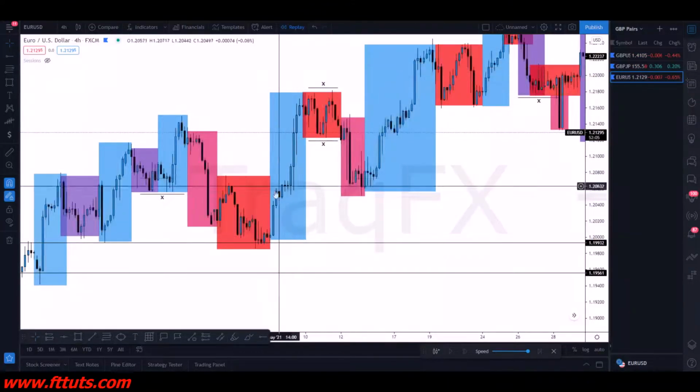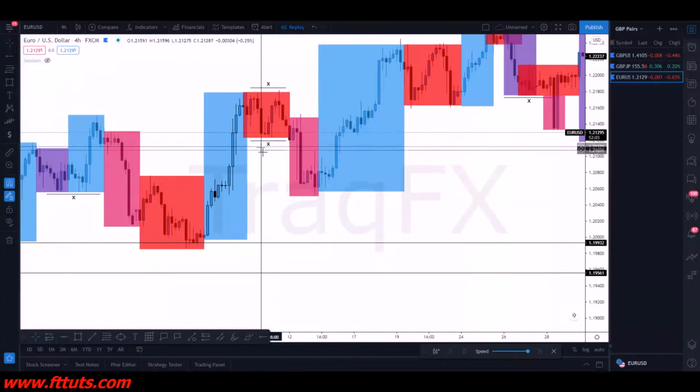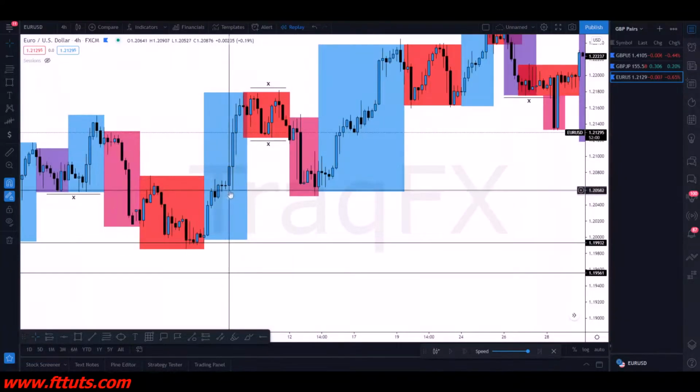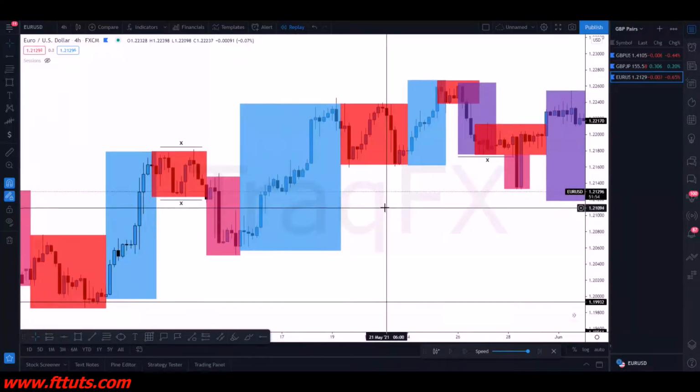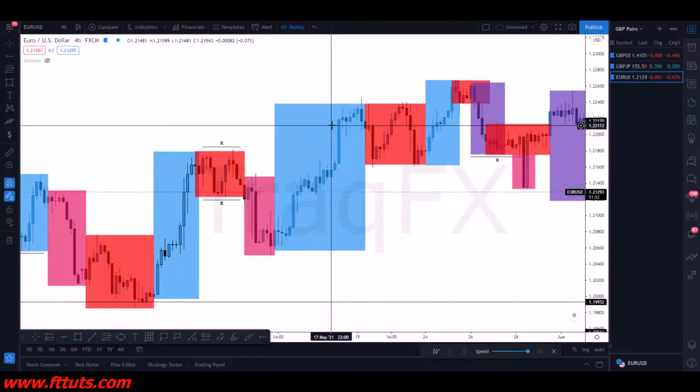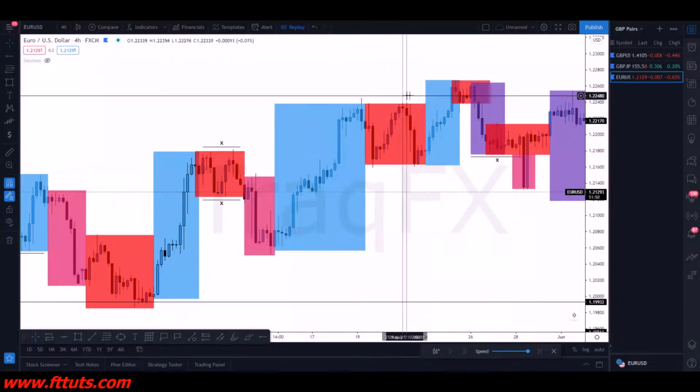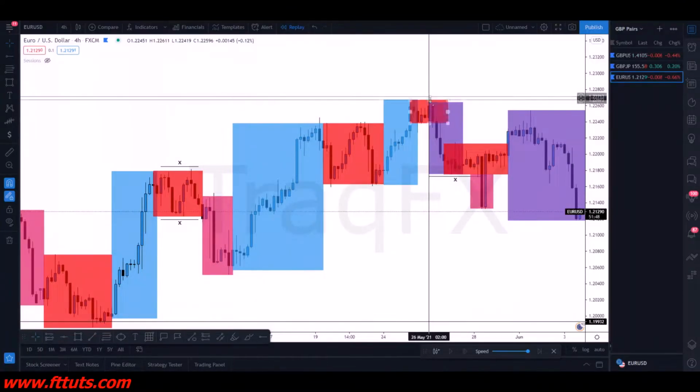Price expands, we break structure towards the left. It retraces back down to where? To this institutional candle right over here, and then it continues going up. Now over here this is a little different. Price did end up expanding. We manipulated, created equal highs, equal lows, and then we re-expanded once again.